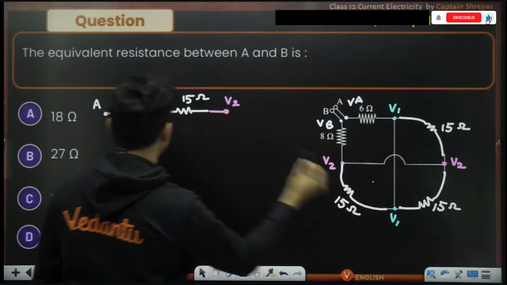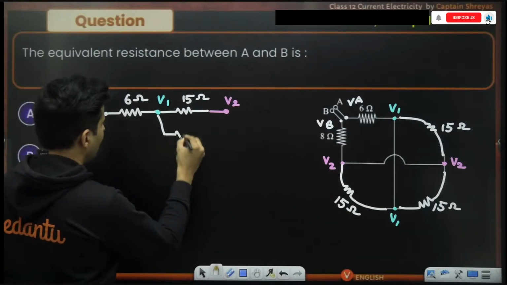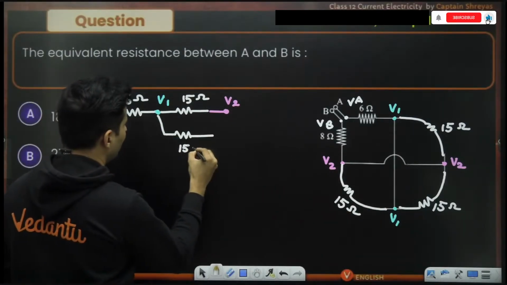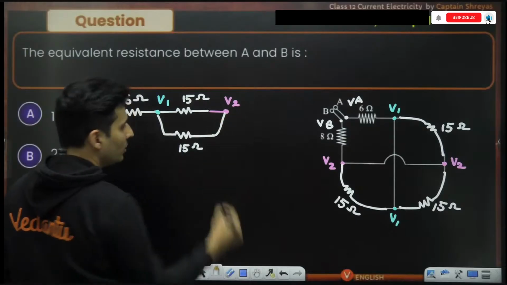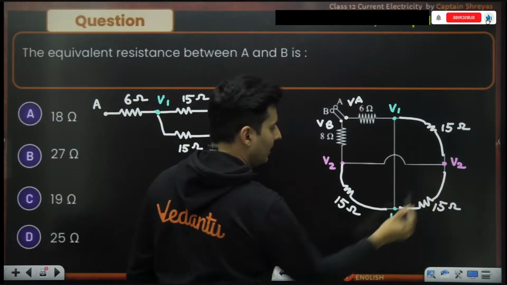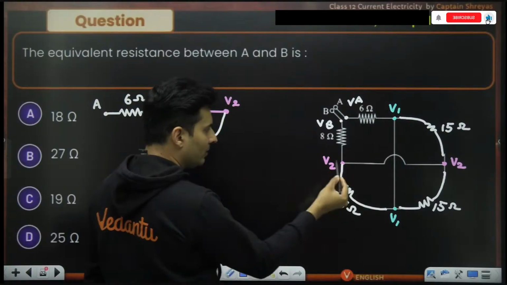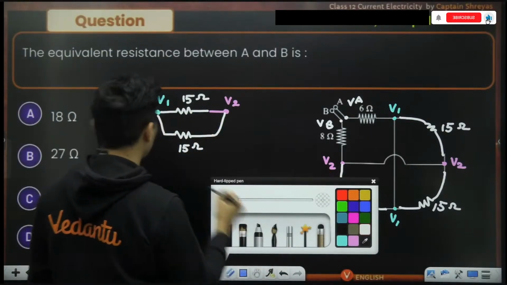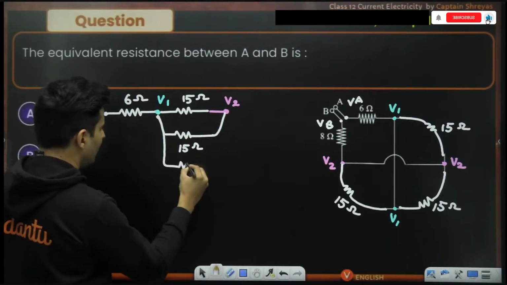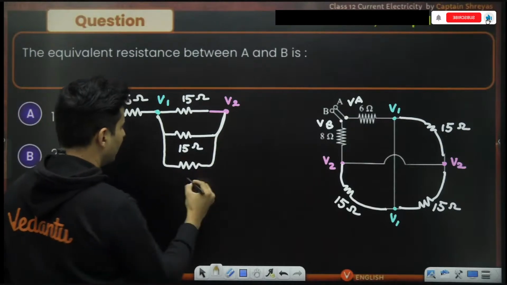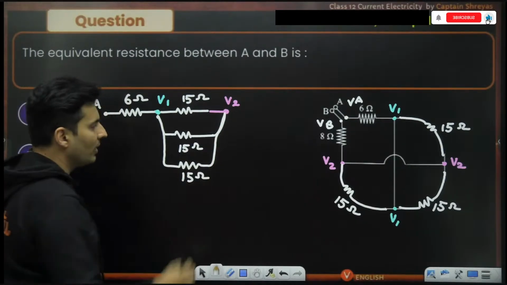Okay, so V1 is again connected via another 15 ohm resistance directly to V2. Can you see that? Also, that same V1 is connected via a 15 ohm resistance to V2 again. So there is another resistance, maybe like this, and it is connected to V2. So this is what it is.